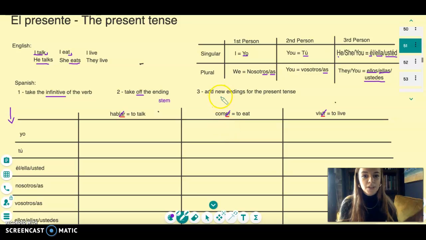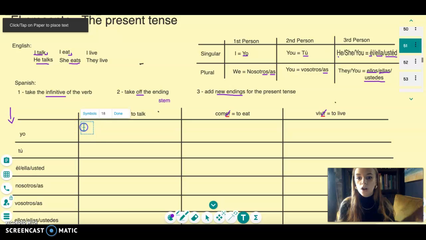And then the last thing we do is we add our new endings for the present tense. So each tense has their own endings. So we're going to add on our present tense endings and then we will have done it. So let's have a look at the first set of verbs. So we have hablar, to talk. We've taken off the ending, so we're just left with our stem, H-A-B-L.